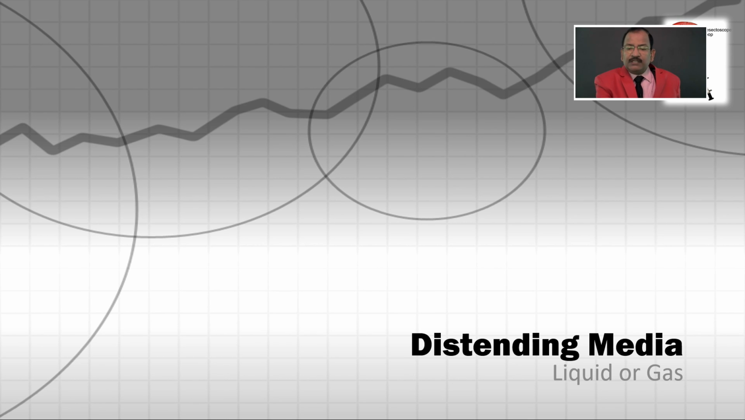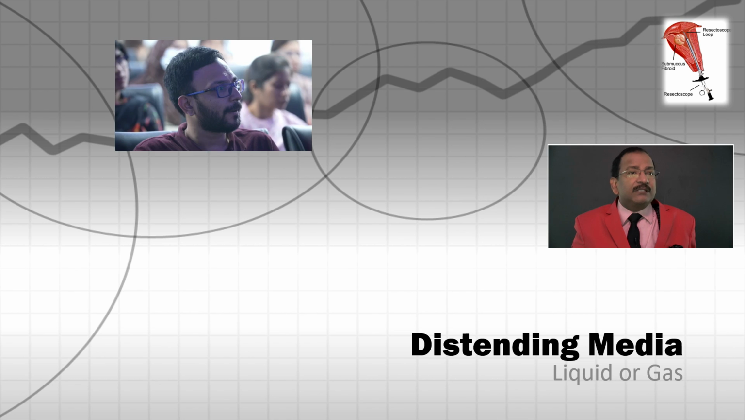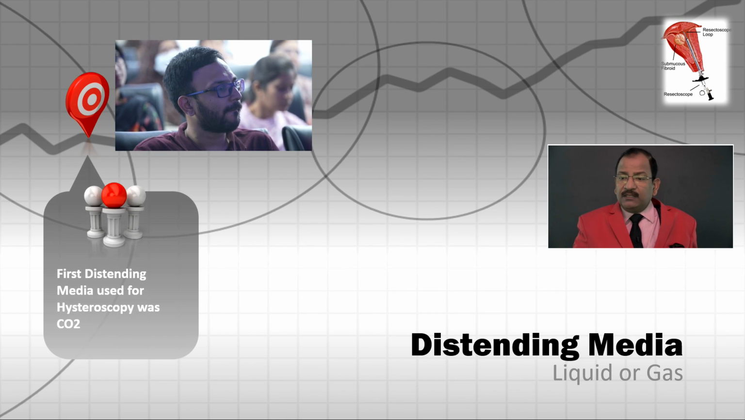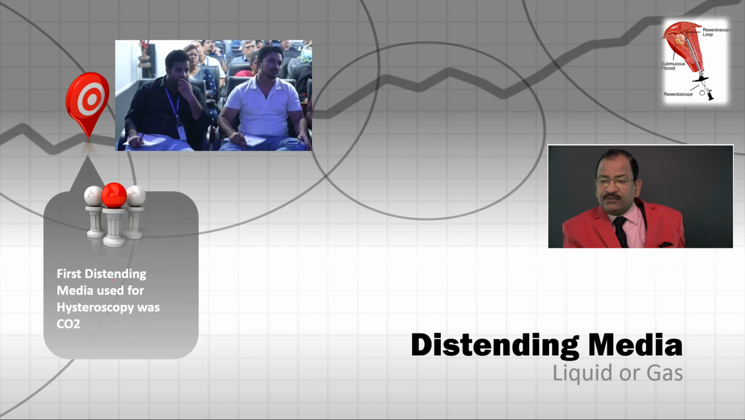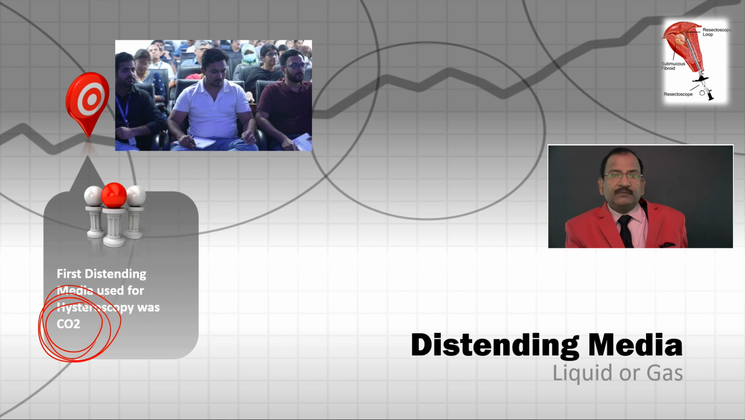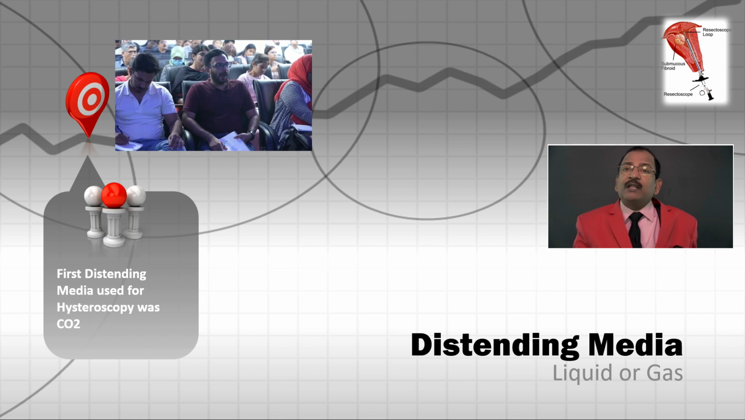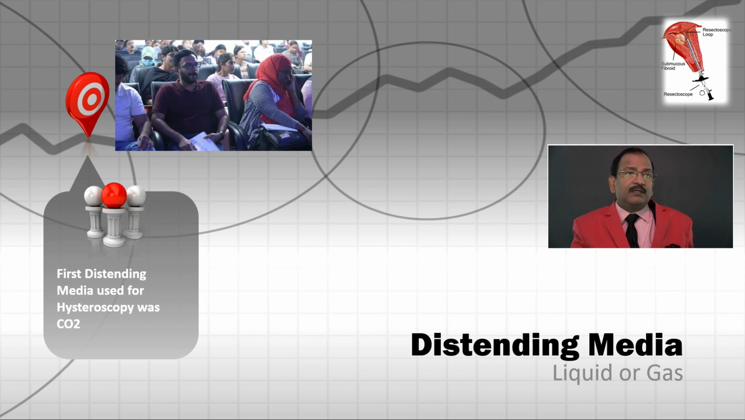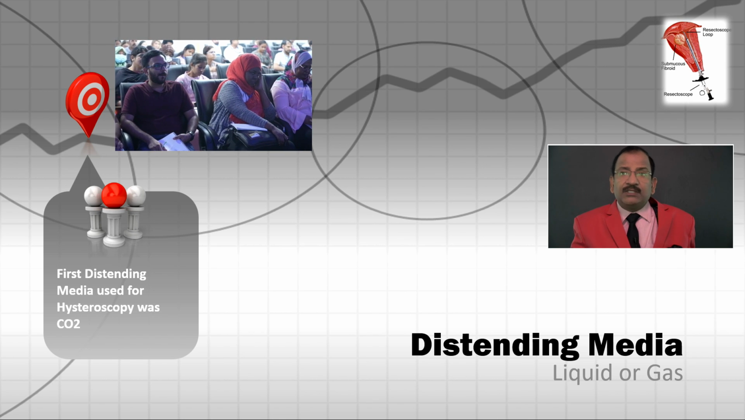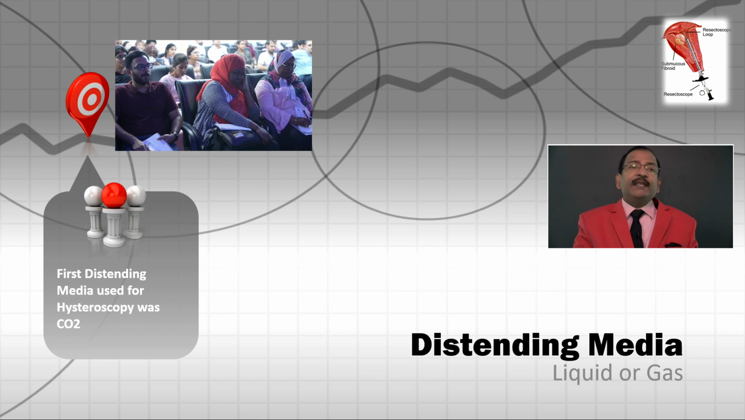Now coming to distending media. When hysteroscopy was started, the first distending medium used was CO2. Still many gynecologists use CO2 for diagnostic hysteroscopy. CO2 is good. What are the advantages of CO2? We have already read in laparoscopy.